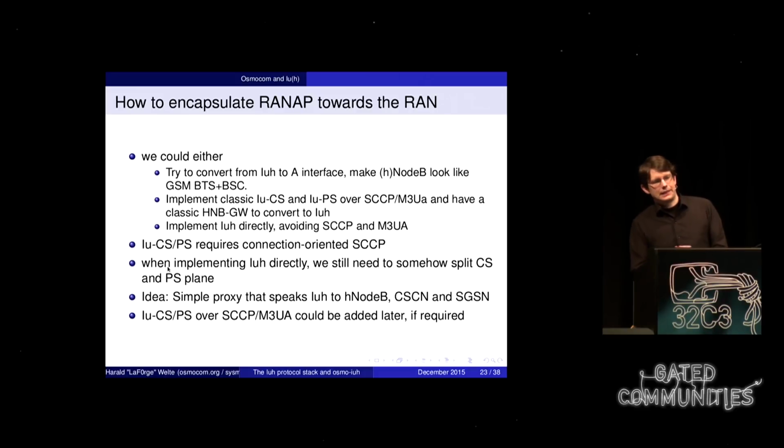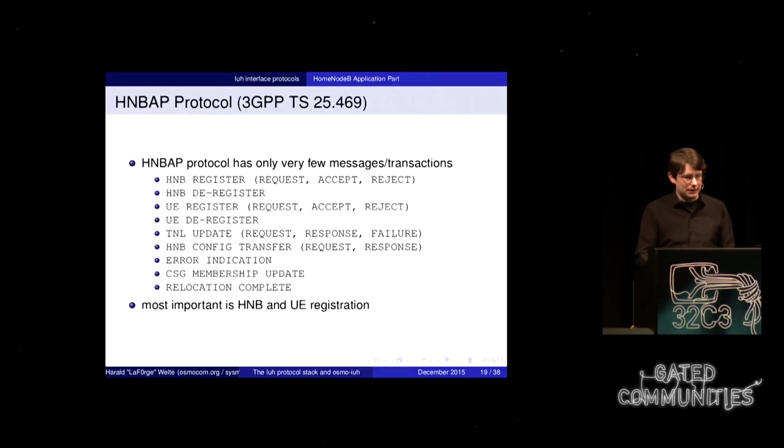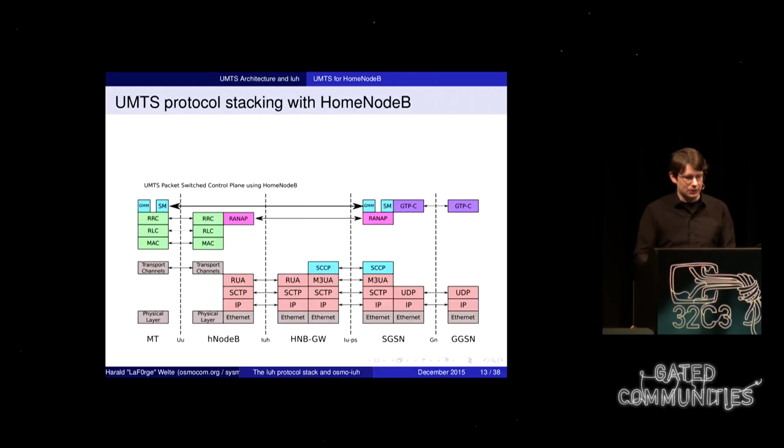Now, the question is, do we really want to go for the full stack as it has been described, or can we take some shortcuts? Do we really need to implement the full SCCP, for example? Do we need to implement M3UA, which is another protocol layer in there? Can we basically simplify that? The initial idea was, if we go back to that slide, to reduce the complexity.